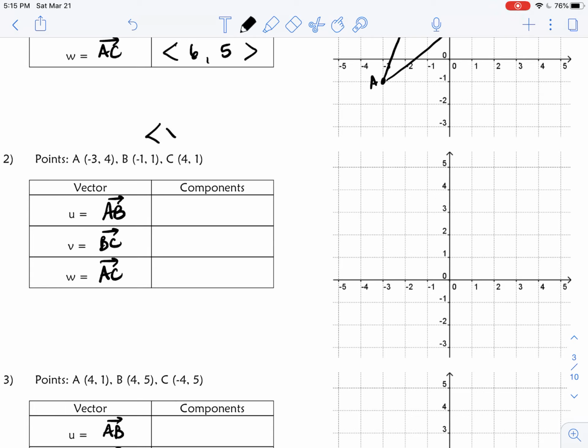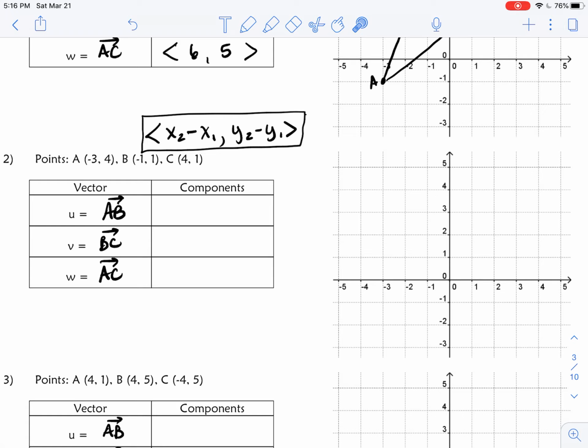To find the horizontal component, you're going to take the second x and you're going to subtract the first x. That will give you your horizontal component. And then you'll take the second y and you'll minus the first y. That'll give you your vertical component. And so if your vectors are using very large numbers, you might want to use this instead of just my counting method that I used on the first example.